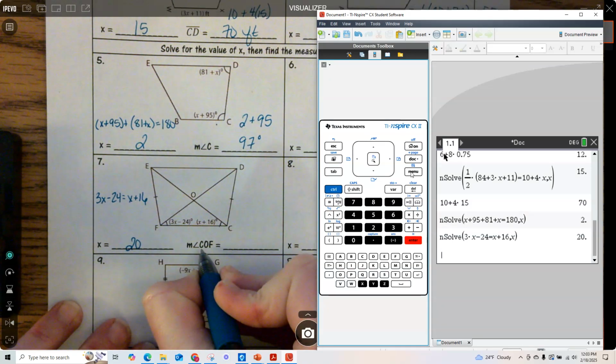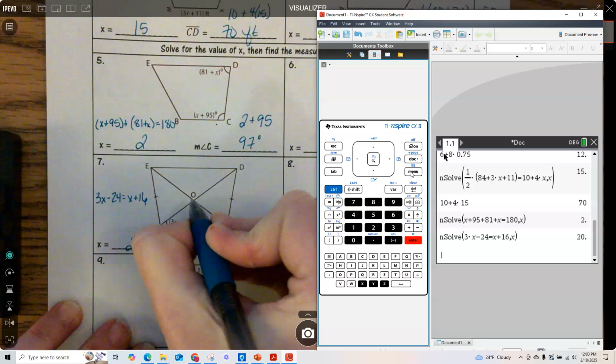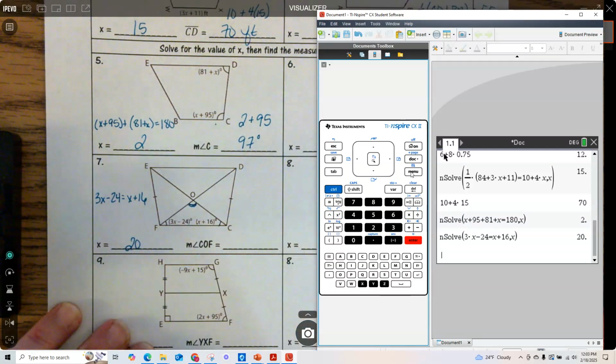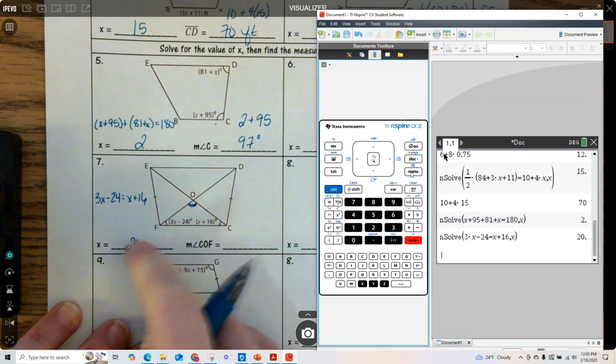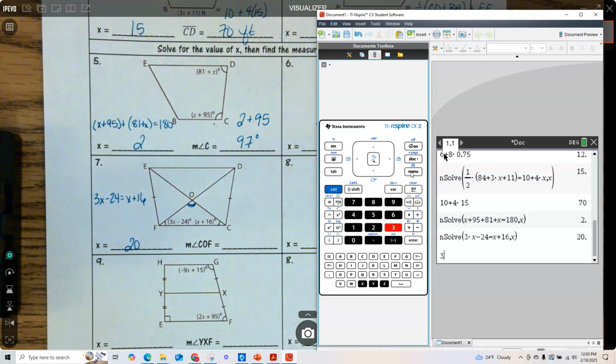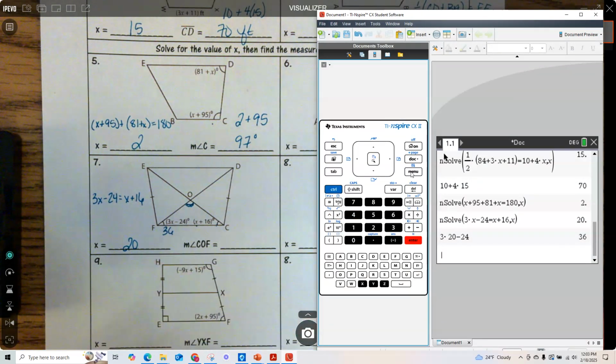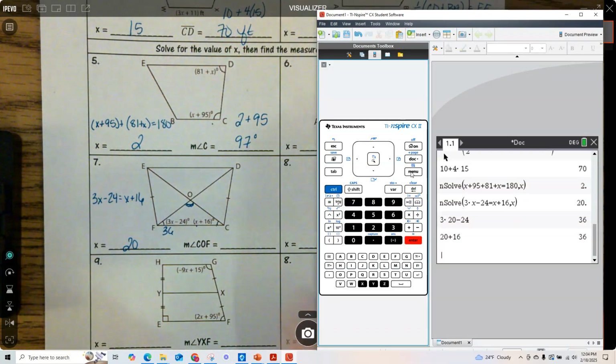What this question asks, though, is what is the measure of COF? C to O to F. That's this piece right here. So before I can do anything, I got to plug 20 into one of these. It doesn't matter which one you plug it into. It's going to be the same. Okay, so I got 36 there. If I plug a 20 in there, it's 36 as well.